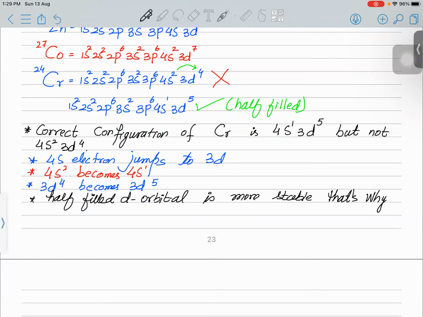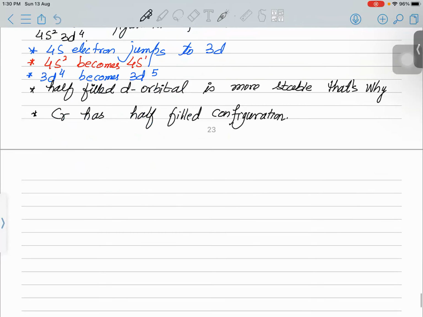That's why chromium has a half filled configuration. Are you getting my point or not? Yes, sir.